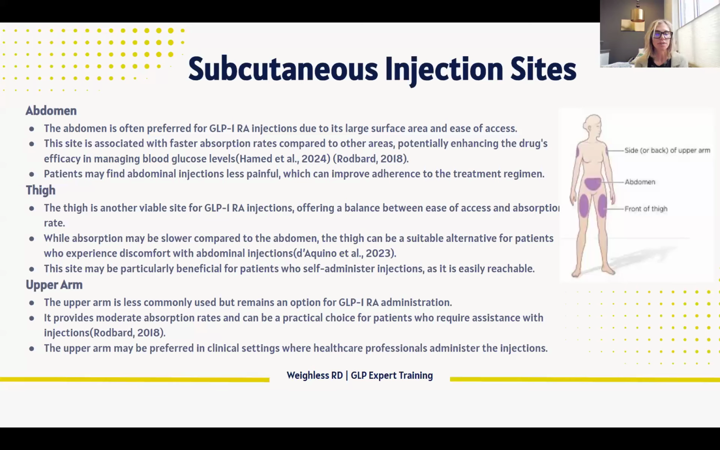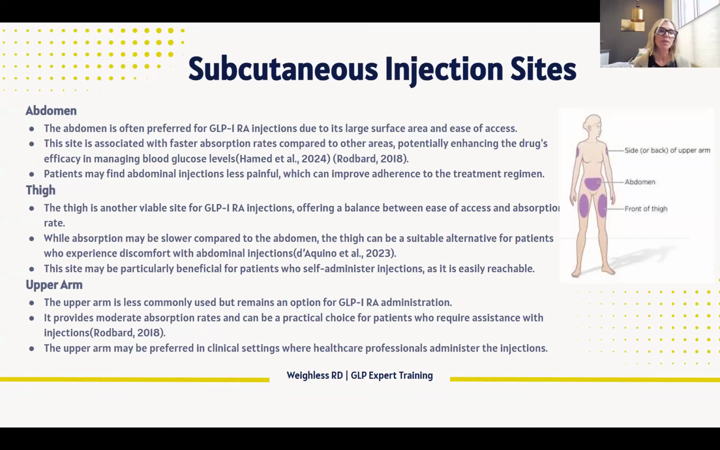Well, I already mentioned this. It's easy to access. They're all pretty easy to access except for the underarm. That's almost impossible to do on your own. It would have to be in a setting where someone can do it for you. The upper arm is less commonly used, but it is an option. Some people will get little bruises and they're supposed to move things around, and often they'll just move it around in the abdomen area. But some people like to try a different area. So just note that these are all totally viable options.